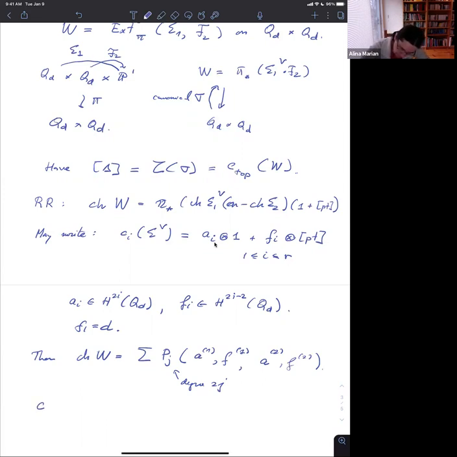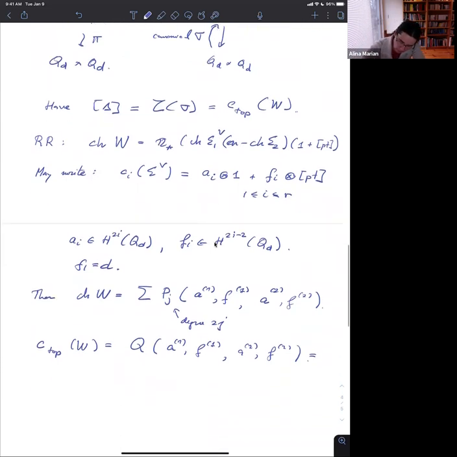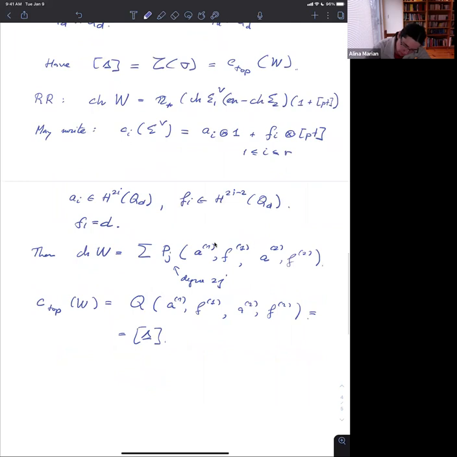So this is the top Chern class, and this is also expressible as a polynomial exactly in these classes coming from the two factors. It's just a standard transition from the Chern character to the Chern class. And this is the diagonal then. You see how we've done exactly this: we have written the diagonal in terms of just classes coming from the two factors. So we have obtained, in fact, that.